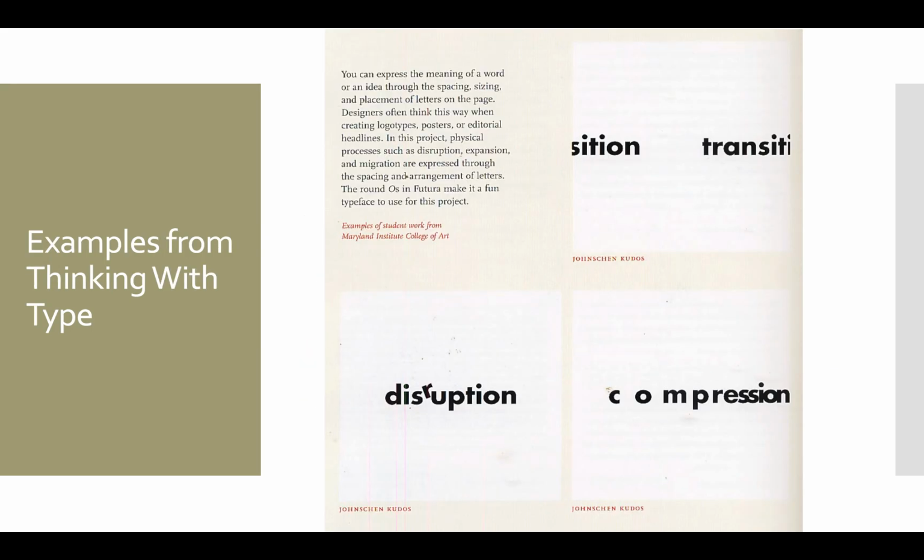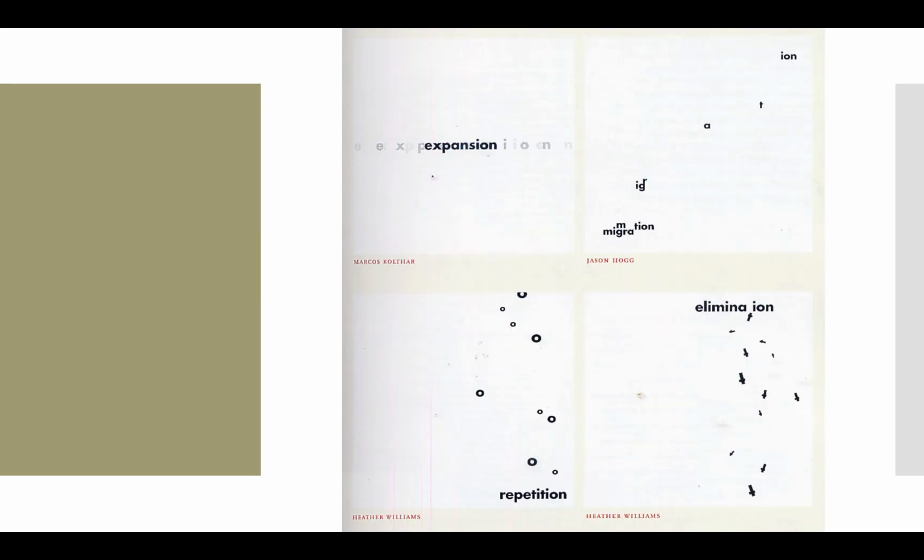Here are some examples of this project that were done as part of Thinking with Type by Ellen Lupton, and she worked with students at the Maryland Institute College of Art. So these are some examples. These are, in fact, some of the same words you're going to be using. Please don't copy any of the examples, but it gives you a sense of how, even with a very minimal set of things you can do, you can achieve some really interesting results.